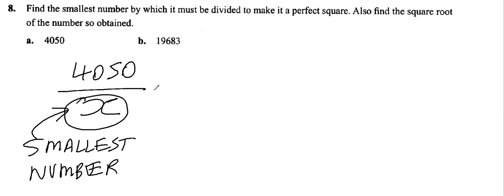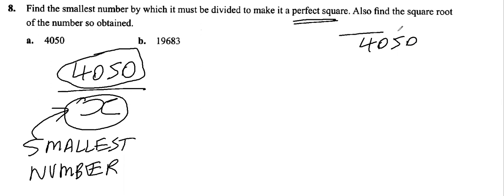Okay, and how do I have to divide? I have to divide by the smallest number, so that whatever number I get should be a perfect square. So what I'll do, I have to find the factors of 4050. I can divide this 4050 by 5 and by 2 also.